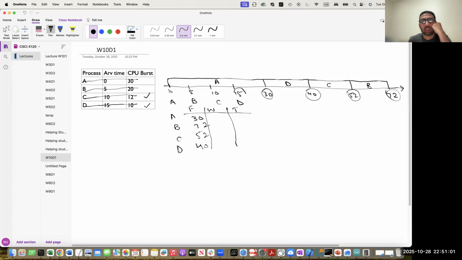Now waiting time. For A, it arrived at 0 and started at 0, so waiting time is 0. For B, it arrived at 5 and started executing at 52, so the waiting time is 52 minus 5. Can you do the math? 47, right? For C, it arrived at 10 and started executing at 40, so 40 minus 10, that's 30.